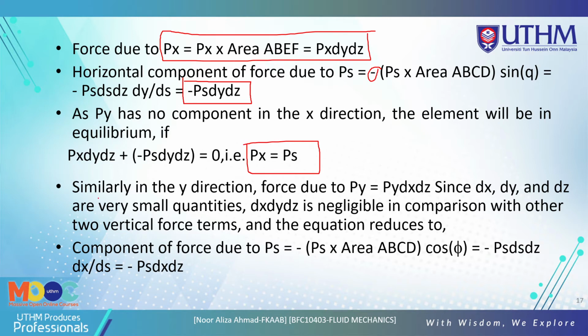Okay, so similarly in the Y direction, the force due to Py is equal to Py dx dz. Since dx, dy and dz are very small quantities, dx dy dz is negligible in comparison with the other two vertical force terms, and the equation reduces to the component of force due to Ps being the negative of Ps times the area ABCD cos theta here. So we get the negative Ps dx dz.